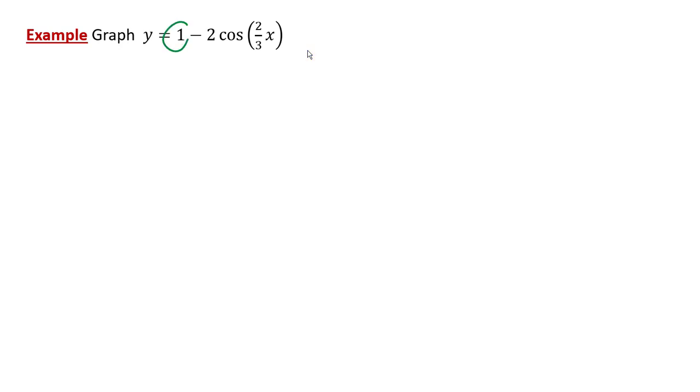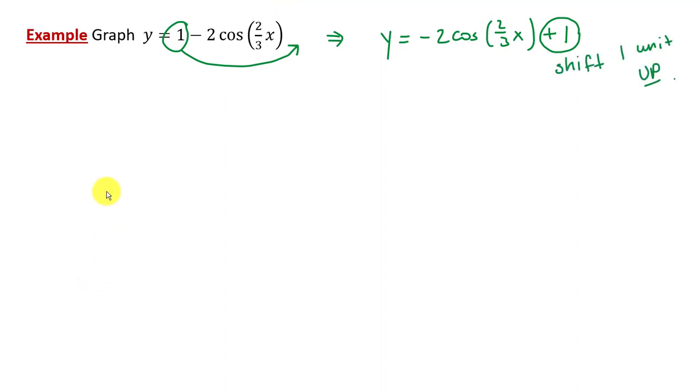So if I take this number and move it to the end, I'm going to obtain the following function: y equals -2 cosine of 2 over 3 x. And then, since the number that we're moving is positive, I will have to write plus 1. Okay, now it's clear. Since 1 is being added, the vertical translation will involve shifting the graph 1 unit up. But what are we going to shift? As in the previous example, we're going to start with a graph that does not have that number. So, the graph of the function y equals -2 cosine of 2 over 3 x.